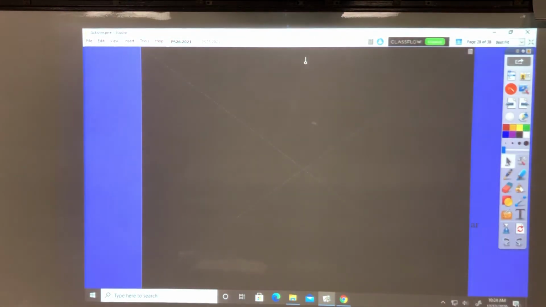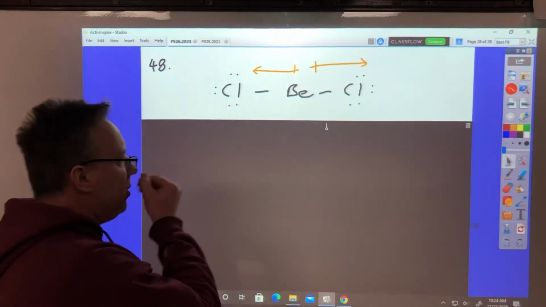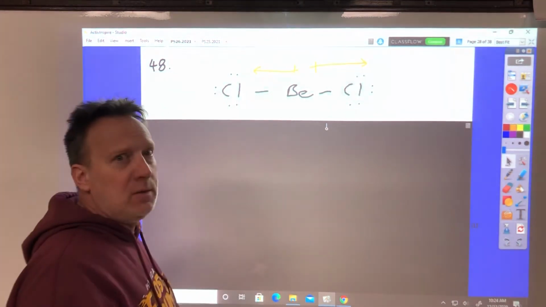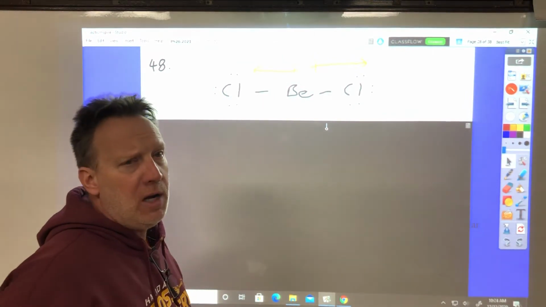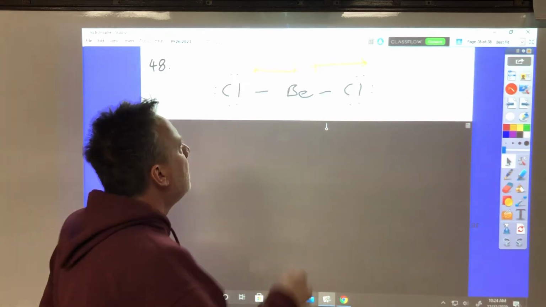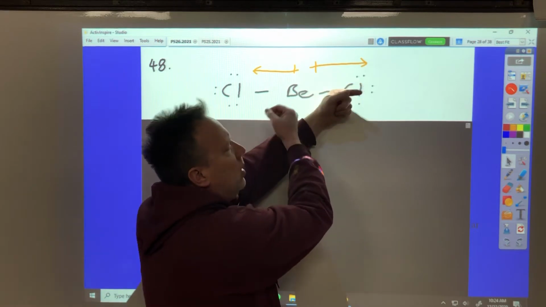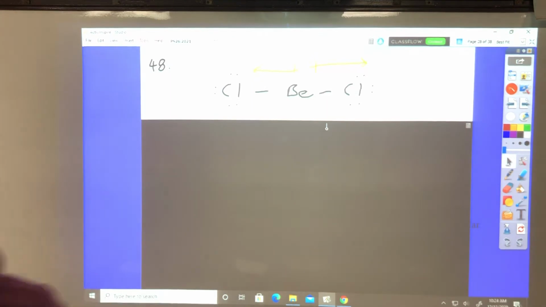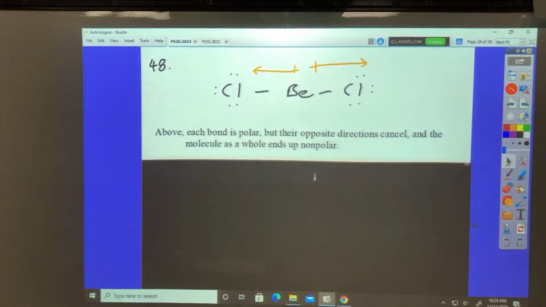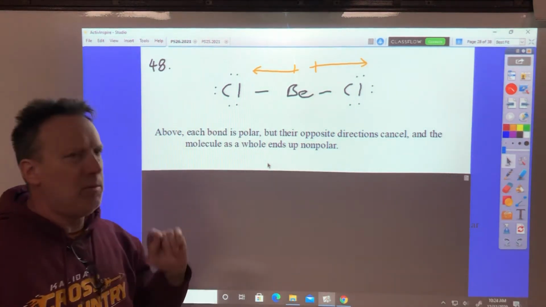We'll be asking questions like this all the way through chemistry and all the way into organic chemistry. My chemistry students ought to know this coming up soon, and my organic chemistry students certainly ought to. This bond is polar and this bond is polar, but they're directly opposite from one another, and those dipoles cancel. So above, each bond is polar, but their opposite directions cancel, and the molecule as a whole ends up nonpolar.